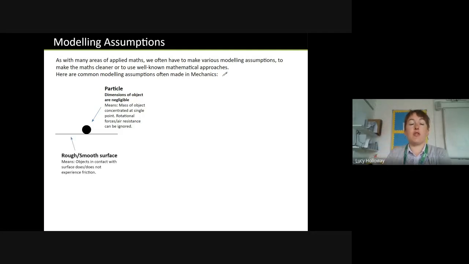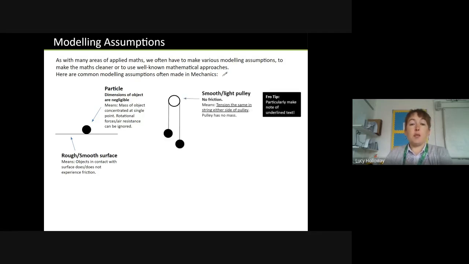We also consider whether or not the surface is rough or smooth, and that would depend on whether or not there's any friction. We also sometimes consider pulleys. So again, we might imagine that there's a real life application of considering pulleys when we're thinking about machinery in a factory, needing to raise a heavy weight.